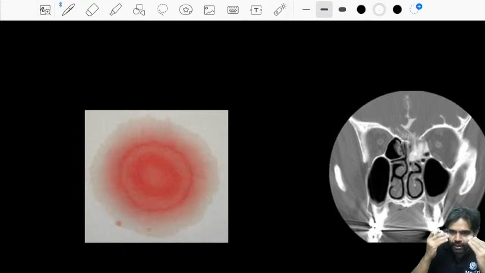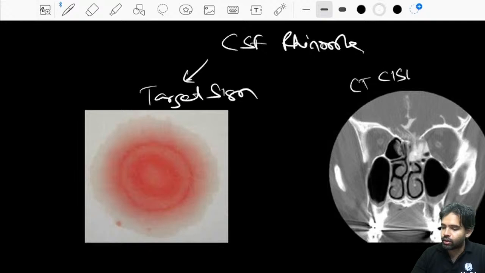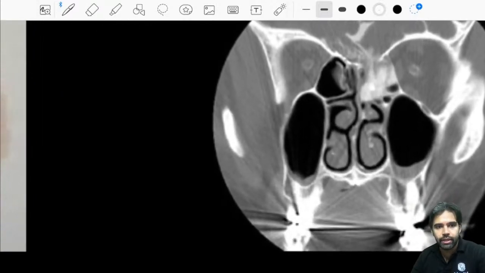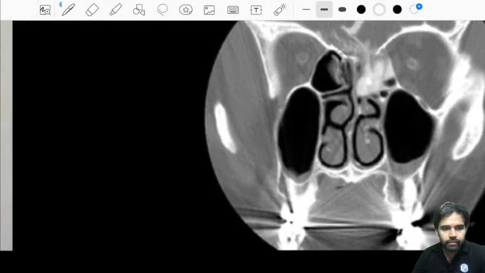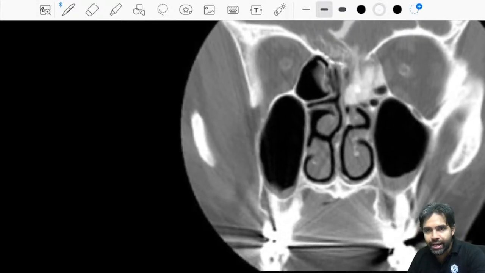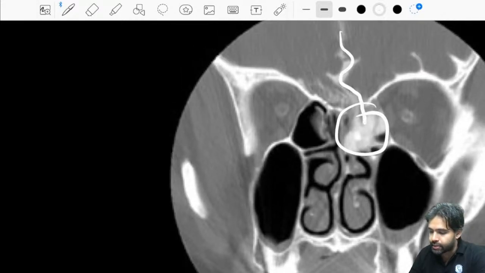Now the last part here: when there is CSF rhinorrhea, this is the target sign. And what you see over here is CT cisternography. What is happening over here? You can see it very clearly in the CT cisternography that there is contrast. You can see this whole white area on the top. Whole area is white. There is a dye. This dye which is filling up the spaces over here is coming and trickling.